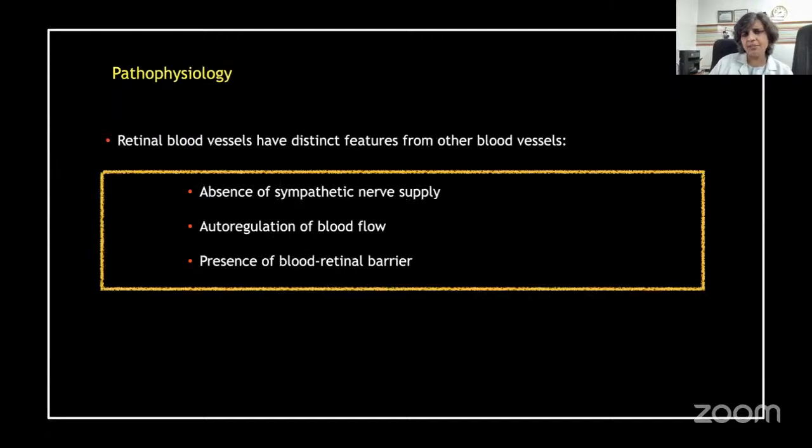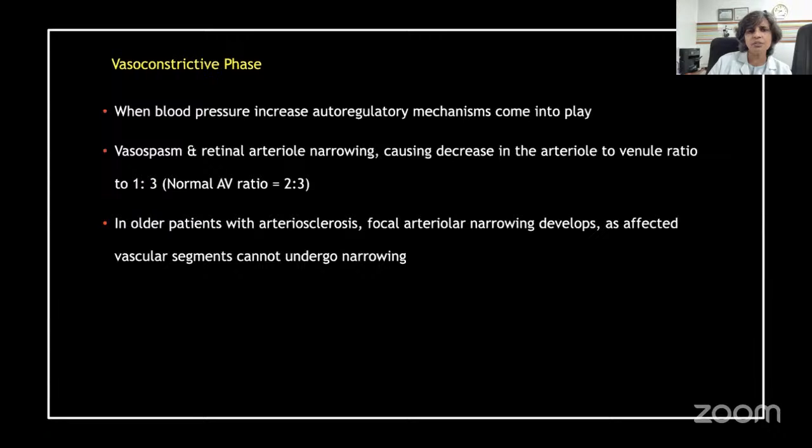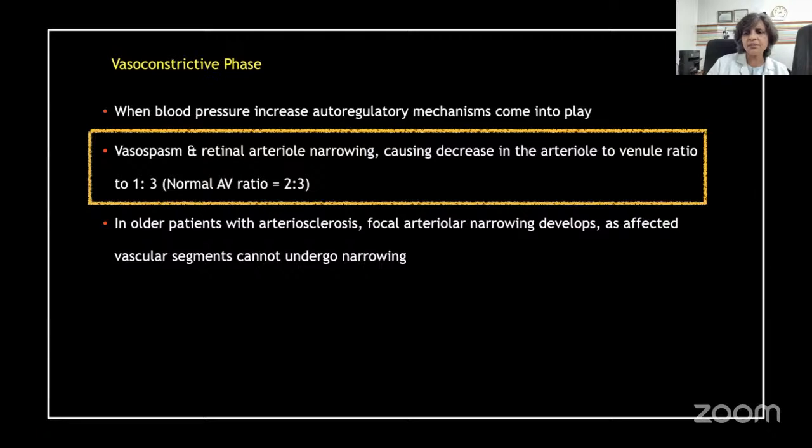We see hypertensive retinopathy because of the specifics of the retinal blood vessels, which are distinct in that they do not have sympathetic nerve supply, they have autoregulation, and there is the presence of the blood retinal barrier. It is these last two features which cause the specific characteristics of retinopathy. When blood pressure increases, the autoregulation comes into play. There is a vasoconstriction, and we start seeing retinal arteriolar narrowing so that the arteriovenous ratio starts reducing from the normal 2:3 to 1:3. Though this is not seen so much in the older patients because of the sclerosis.